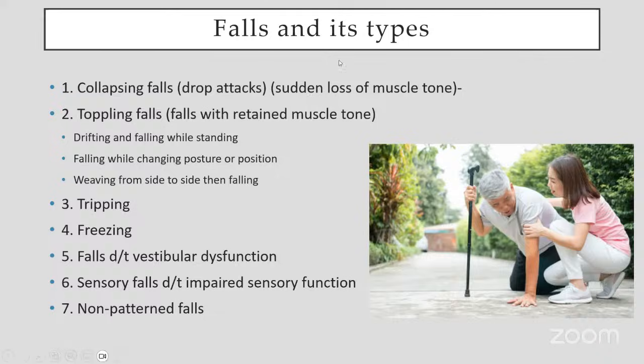Going further, falls and their types. There are different types of falls: collapsing falls, drop attacks and sudden loss of muscle tone, toppling falls, falls with retained muscle tone, drifting and falling while standing, falling while changing posture or position, weaving from side to side and then falling, tripping, freezing, falls due to vestibular dysfunction, sensory falls due to impaired sensory function, and non-pattern falls.